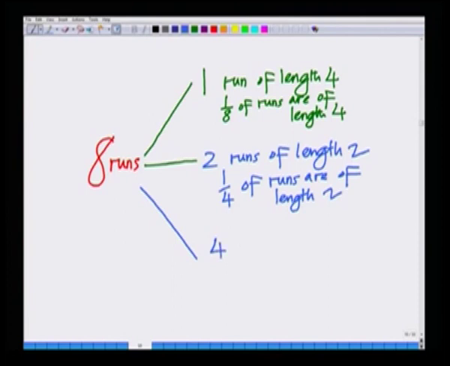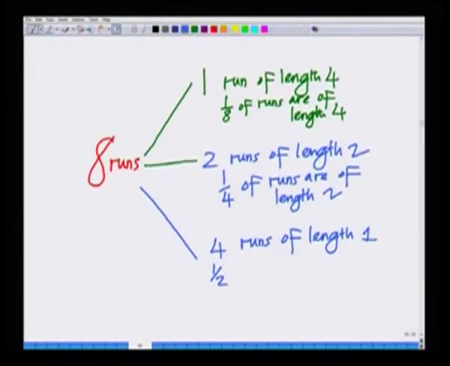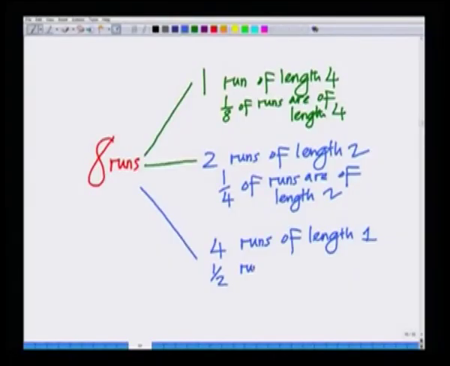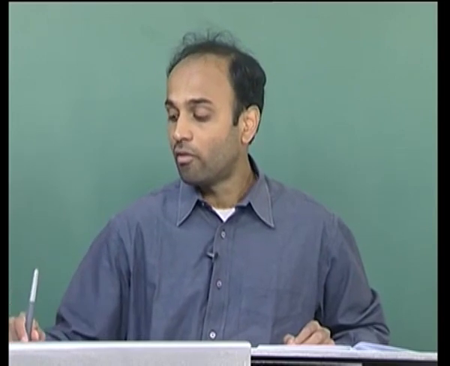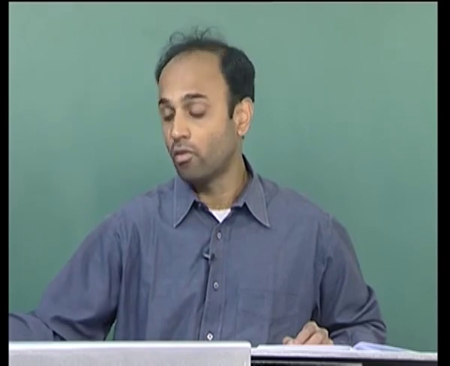So, there are 4 runs of length 1, which means half of the runs are of length 1. Half, because 4 is half of 8, which is the total number of runs. So, half the runs are of length 1. That is a very interesting property. Half of the runs are of length 1, 1/4 of the runs are of length 2, 1/8 of the runs are of length 4, and so on and so forth.